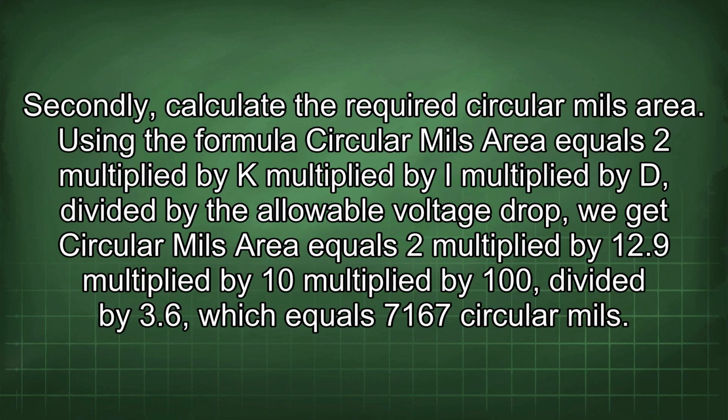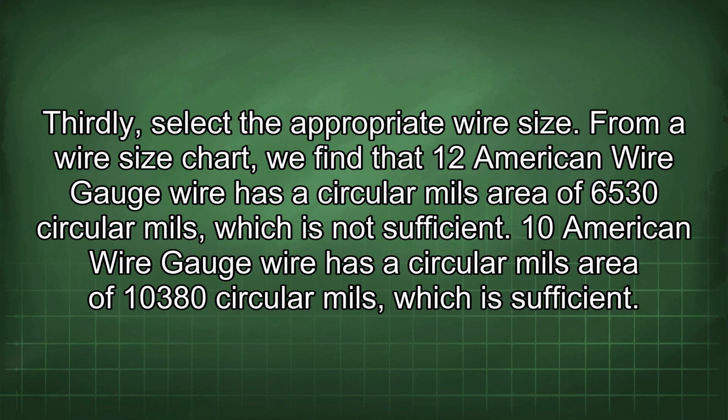Secondly, calculate the required circular mils area. Using the formula circular mils area equals 2 multiplied by K multiplied by I multiplied by D divided by the allowable voltage drop, we get circular mils area equals 2 multiplied by 12.9 multiplied by 10 multiplied by 100 divided by 3.6, which equals 7,167 circular mils. Thirdly, select the appropriate wire size.